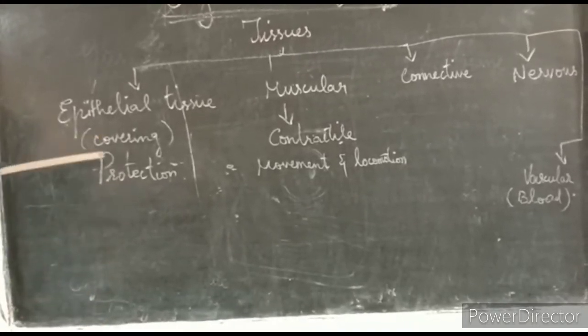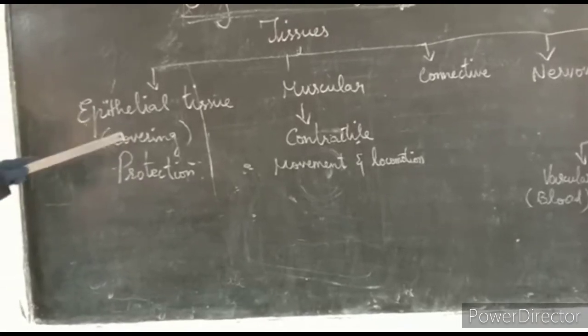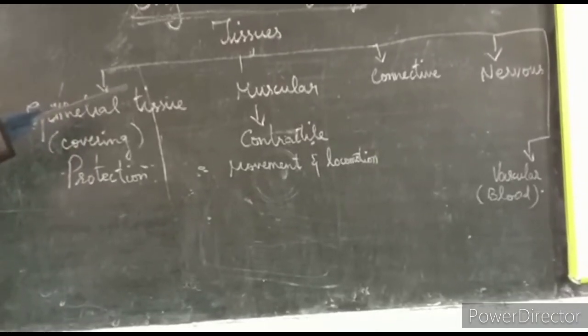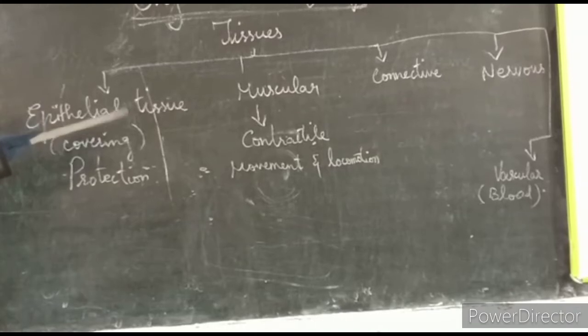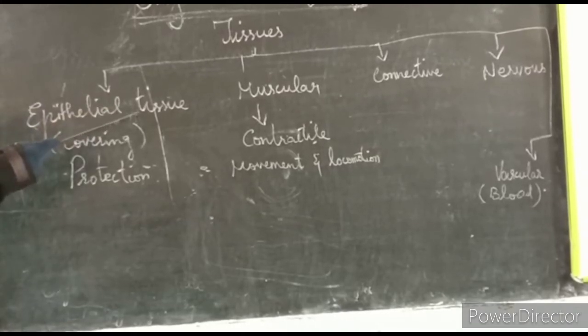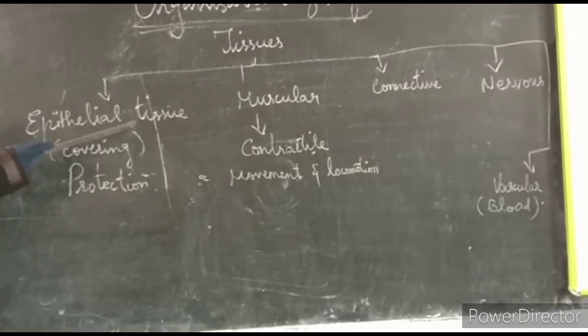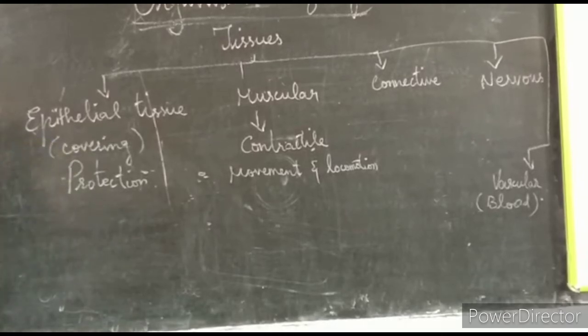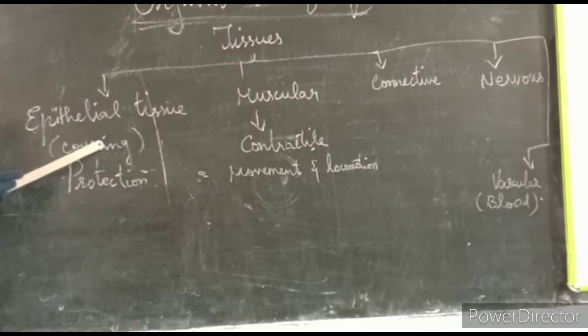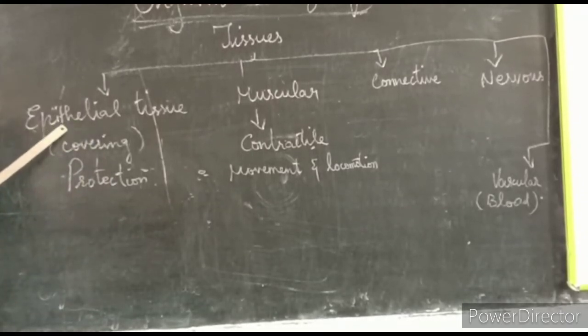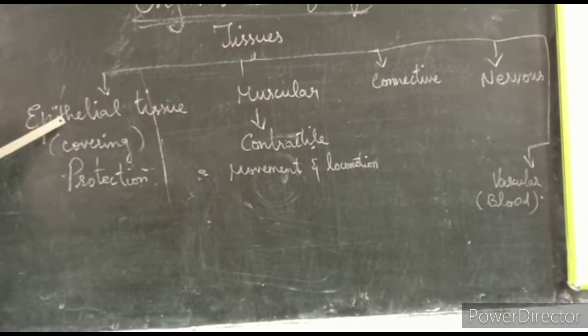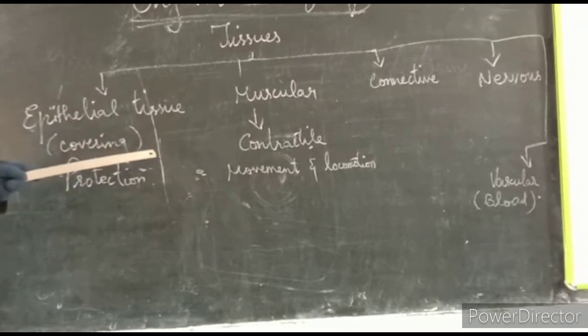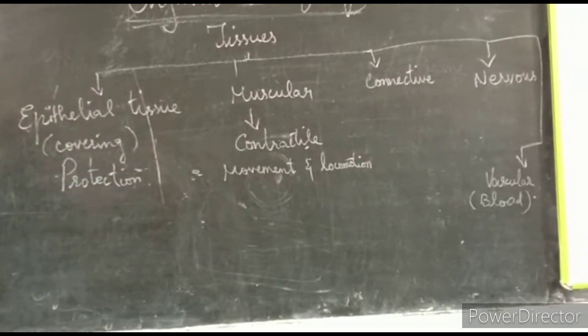Now we have to learn about the tissues. Tissues are groups of cells that have a similar structure and act together to perform a specific function. There are two types, I told you, simple tissues and complex tissues. Now the types of the tissues we have to learn: epithelial tissues, muscular tissues, connective tissues, nervous tissues and vascular tissues.